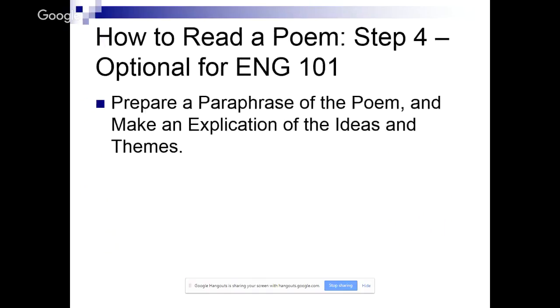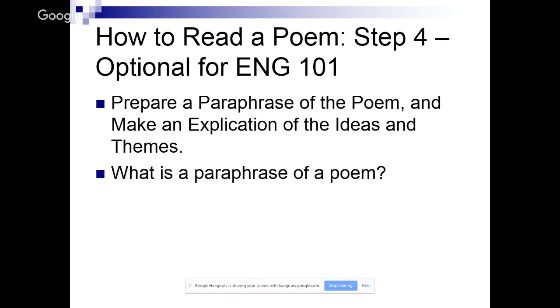Now, this step is optional for English 101, but it does help a lot of students. Your English 102 textbook tells you to write a paraphrase and an explication of the poem. A paraphrase of a poem will be like paraphrasing when we're using a source when we get to the research papers. We're taking the poem and just putting it into our own words. How is this a useful exercise? Well, when we paraphrase a poem, it forces us to look at every word. It forces us to interpret what we're reading and put it into our own words. So it can help with that understanding of a poem because you have to go through it bit by bit and put it into your own words.